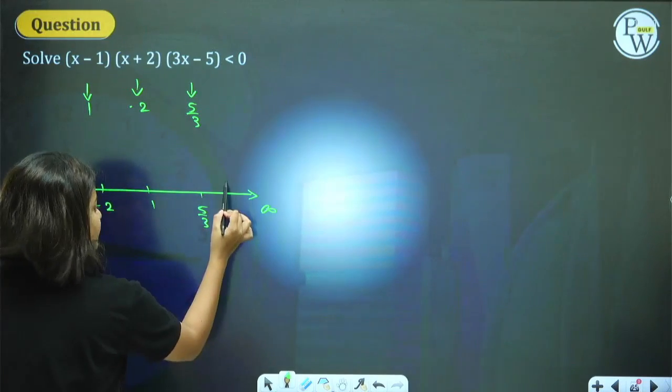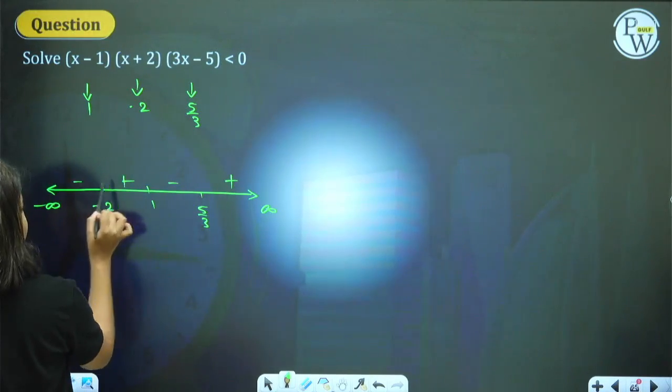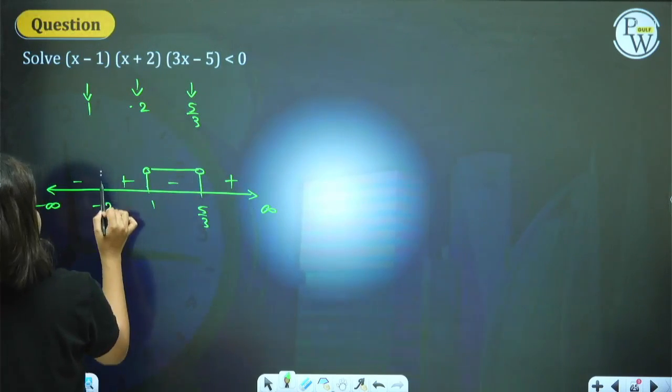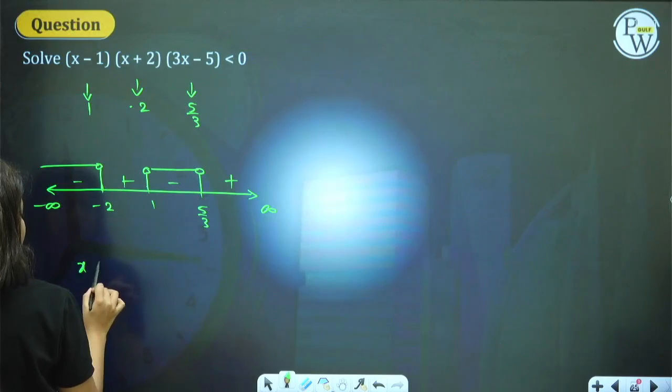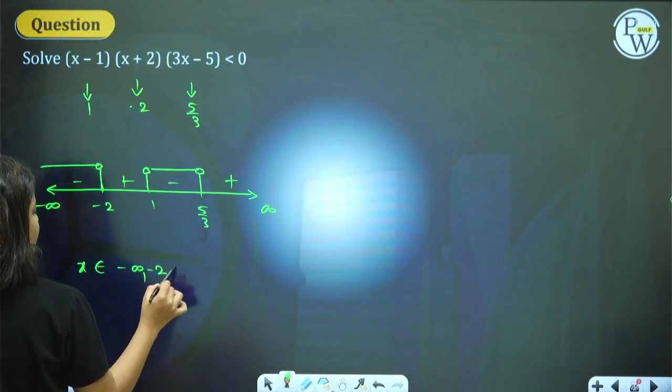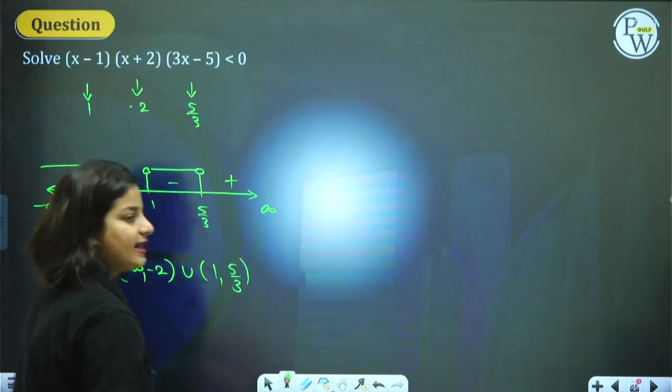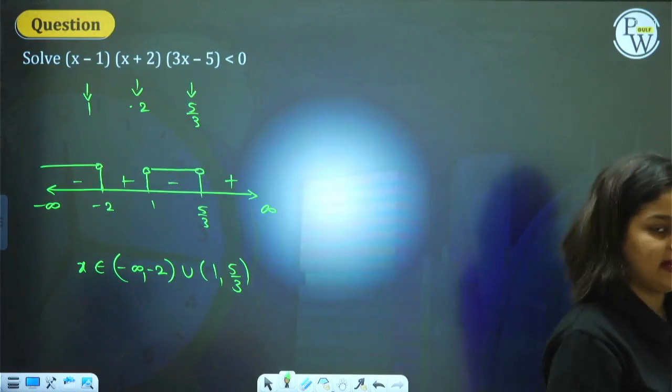Yes. Start with plus, minus, plus, minus. What do we want? Minus, less than 0. Less than 0, negative region: minus infinity to minus 2, and 1 to 5 by 3. Oh yes, great, super.